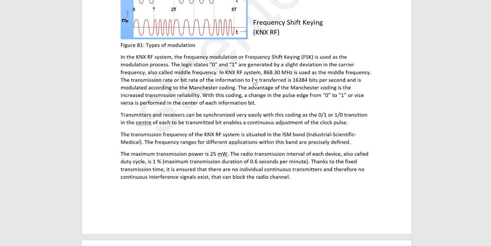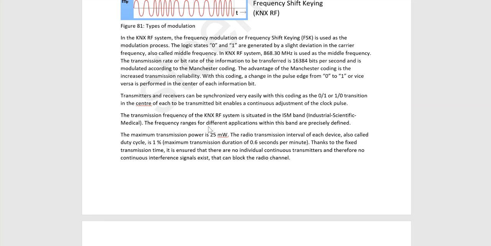So the maximum transmission power here is 25 milliwatts. The radio transmission interval of each device, also called duty cycle, is 1%, with a maximum transmission duration of 0.6 seconds per minute. Thanks to the fixed transmission time, it is ensured that there are no individual continuous transmitters, and therefore no continuous interference signal exists that can block the radio channel.